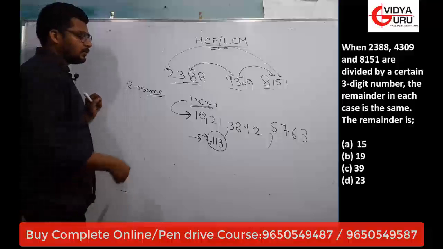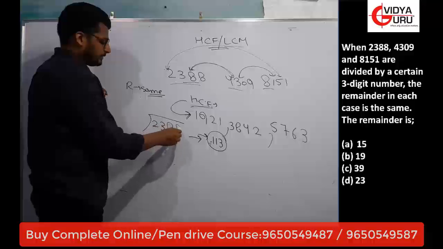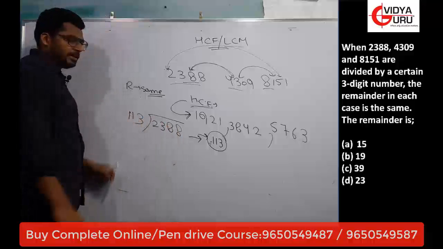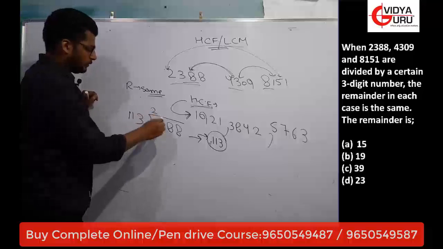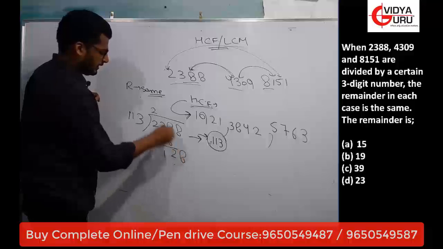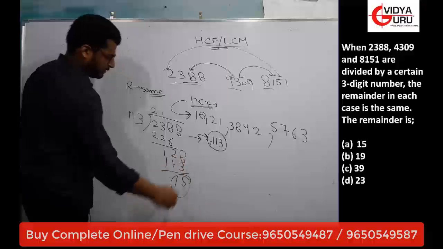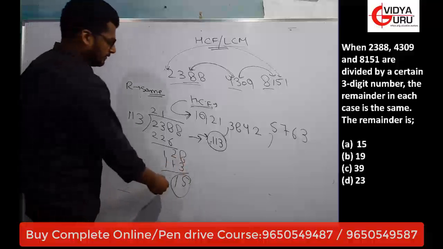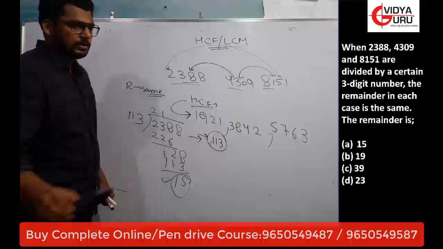The question is asking what is the remainder. So we need to find the remainder. So I will divide it by 113. On dividing it by 113, 2 times is 226, here 2 will be left, 128 minus 113. So what will be the remainder? 15. What will be the remainder? 15. So option number A is the correct answer. Moving on to our next question.